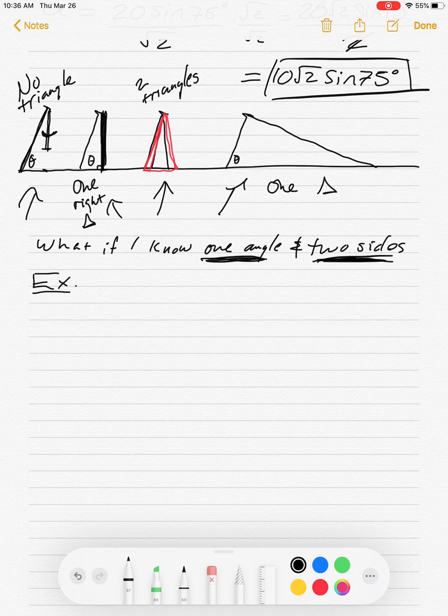So let me look at an example like that then. So again, going to be solving the triangle. Let's do this one where it says the angle A is 45 degrees. The side A is 7 square root 2. The side B is 7.